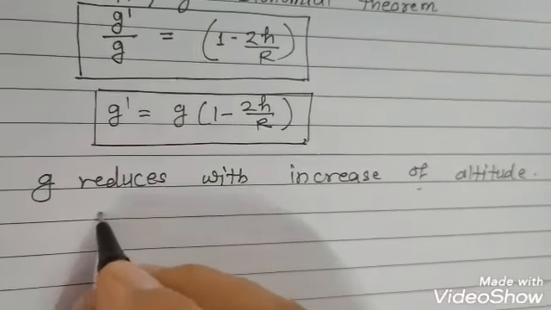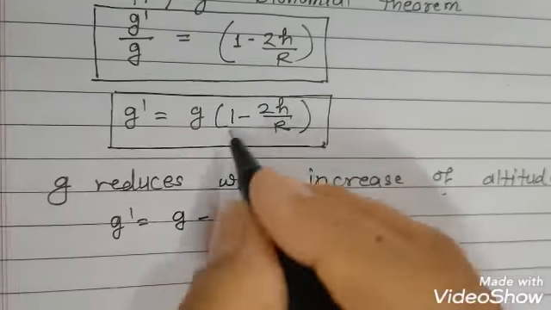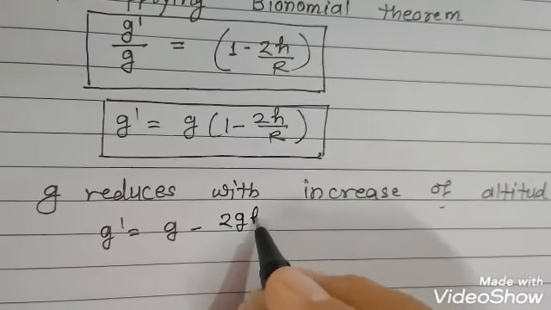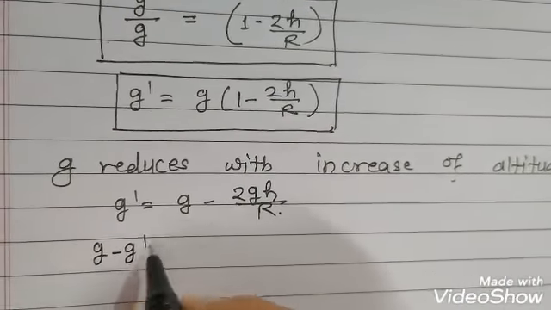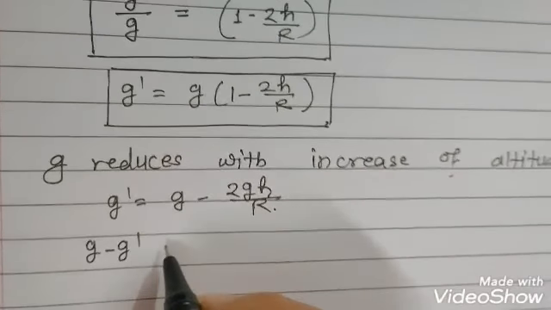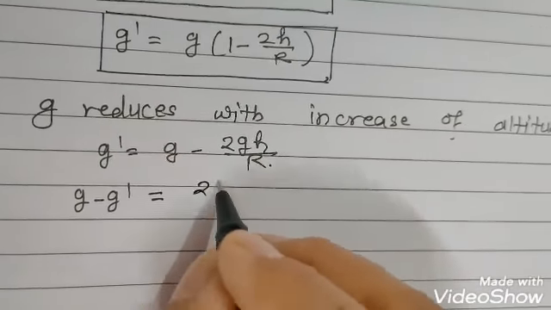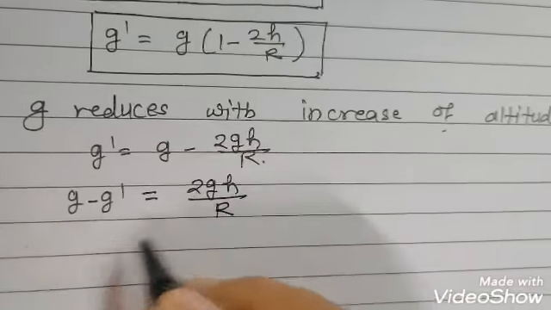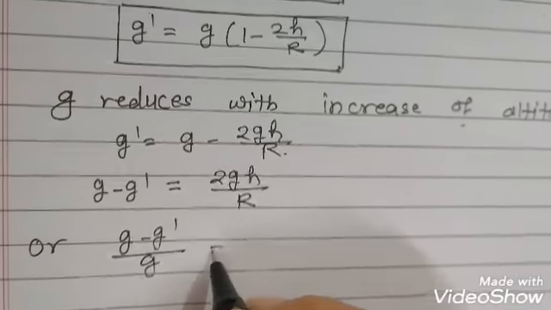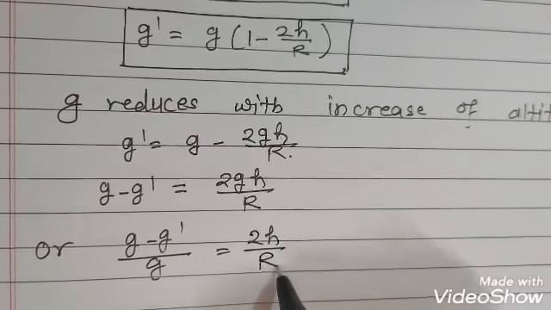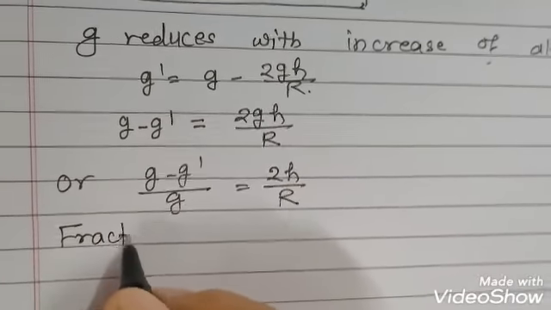We'll see here, this is g dash, multiply g with this term, so this is g minus 2gh upon r. Now you will see here g minus g dash is equal to 2gh upon r, or g minus g dash upon g is equal to 2h upon r. So this is called fractional decrease.